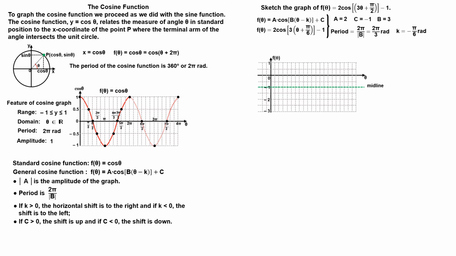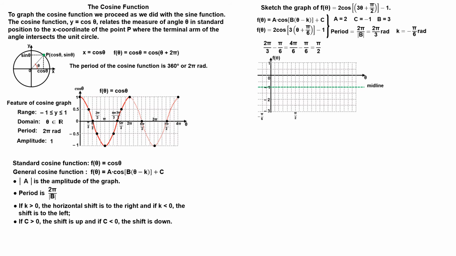We determine the values of theta for the start and end of one cycle from the given function. The period is 2 pi over 3 and the horizontal translation is minus pi over 6. We sum 2 pi over 3 with minus pi over 6. So we can think of starting the graph at minus pi over 6 and finishing at pi over 2.